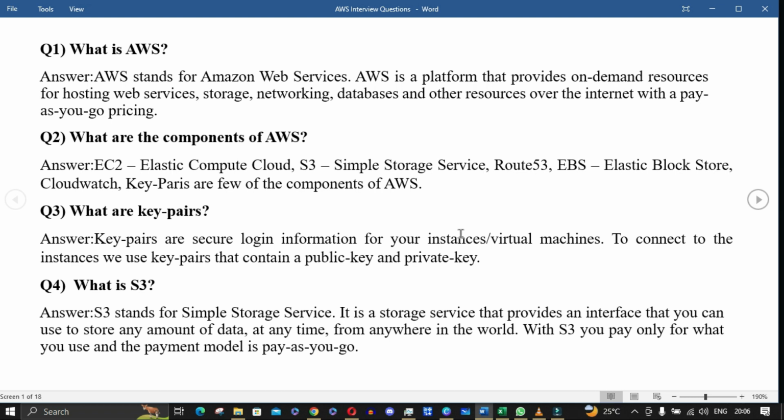What is S3? The answer is S3 stands for Simple Storage Service. It is a storage service that provides an interface you can use to store any amount of data at any time from anywhere in the world. With S3, you pay only for what you use and the payment model is pay as you go.